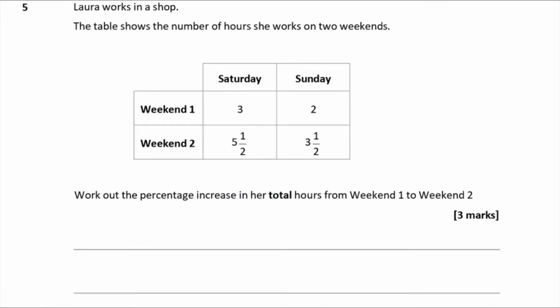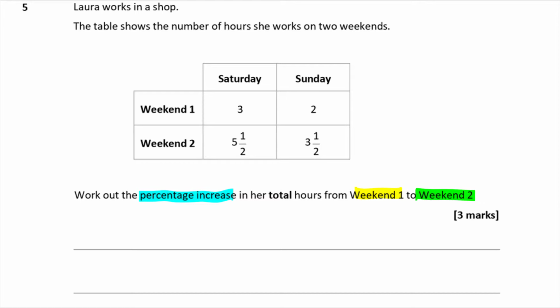Question 5, Laura works in a shop. The table shows the number of hours she works on 2 weekends. So we've got weekend 1, weekend 2, and we've got Saturday and Sunday. So it's a bit of a two-way table going on here. Work out the percentage increase in her total hours from weekend 1 to weekend 2. Right, so we want to work out the percentage increase in her total hours going from weekend 1 to weekend 2. Okay, so we need to work out how many hours she worked in weekend 1 and how many hours she worked in weekend 2, and then we're going to have to find the percentage change.